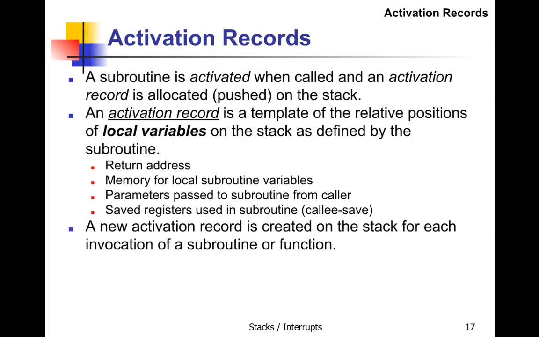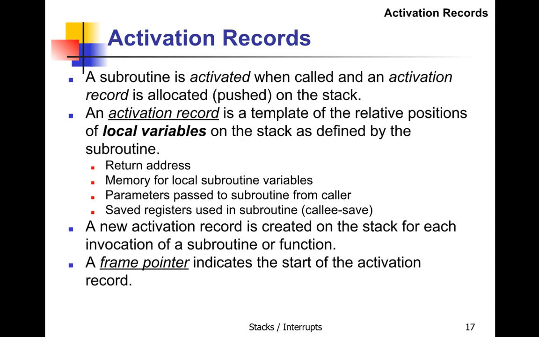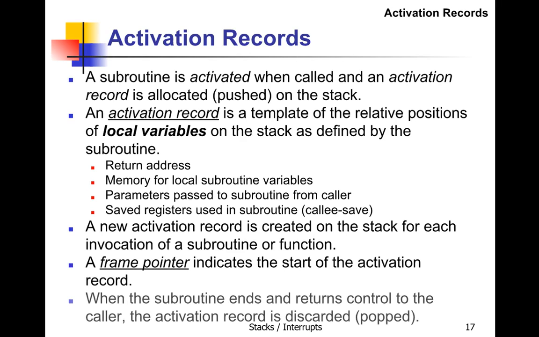A new activation record is created on the stack for each invocation of a subroutine or function. So whenever you call one, it makes another activation record. And so if you have recursive subroutines, you could use up a fair amount of the stack. A frame pointer indicates the start of the activation record. When a subroutine ends and returns control to the caller, the activation record is discarded or popped. In other words, we've used it up, and the stack pointer should be pointing where it was when you entered the subroutine.